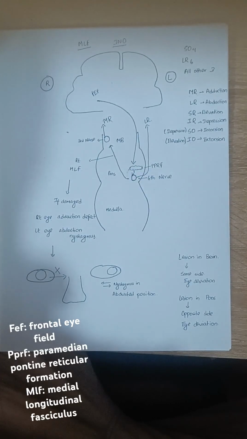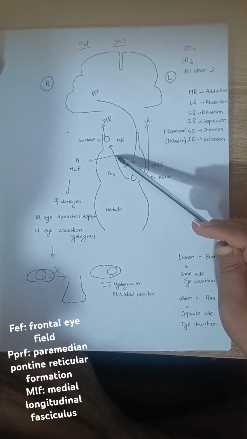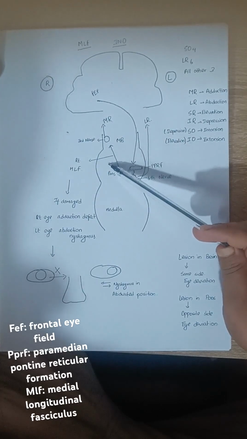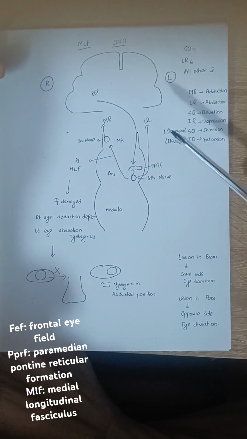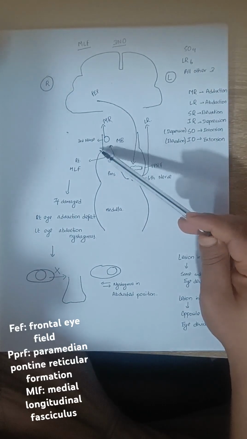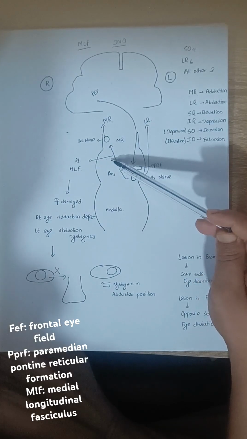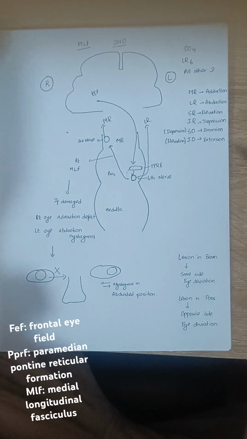Talking about the medial longitudinal fasciculus, so this is the right medial longitudinal fasciculus, because whichever third nerve it supplies, the medial longitudinal fasciculus belongs to the same side. That means in this case it is supplying the third nerve of the right side, so this is the right-sided medial longitudinal fasciculus. So let's see.